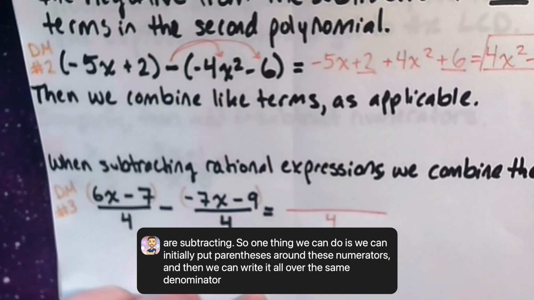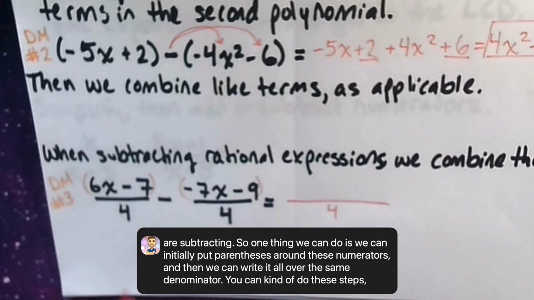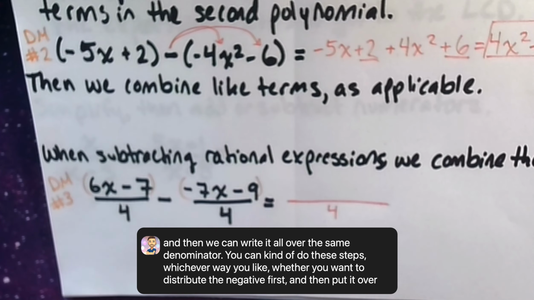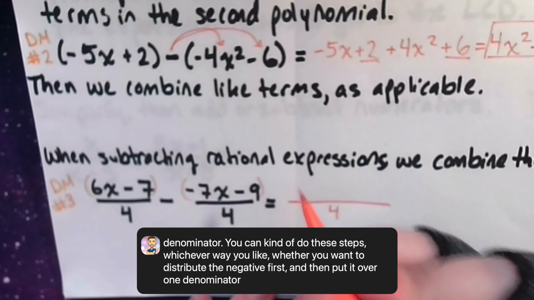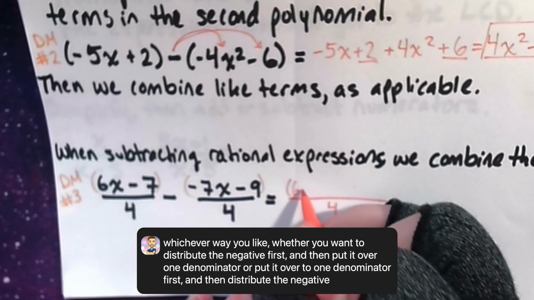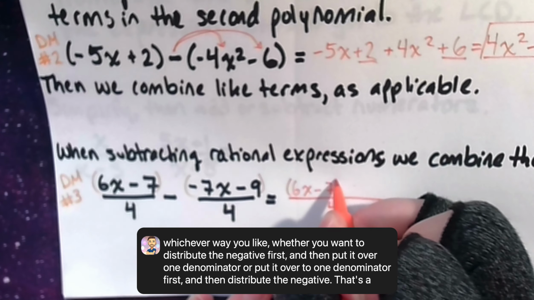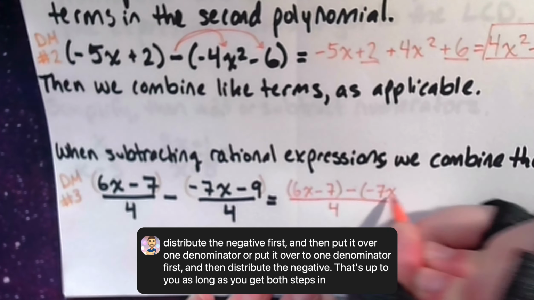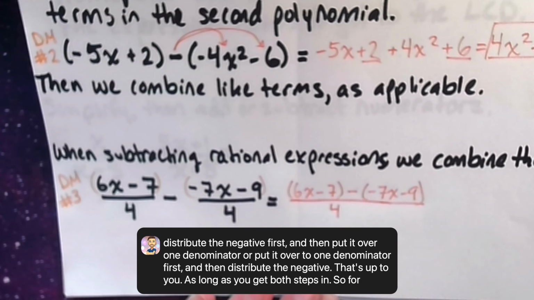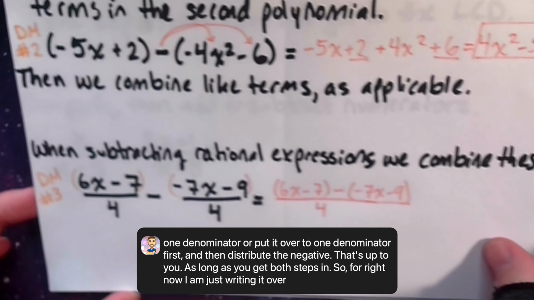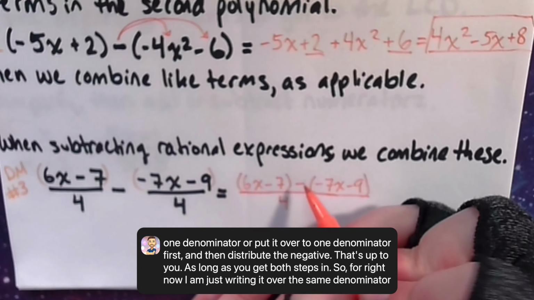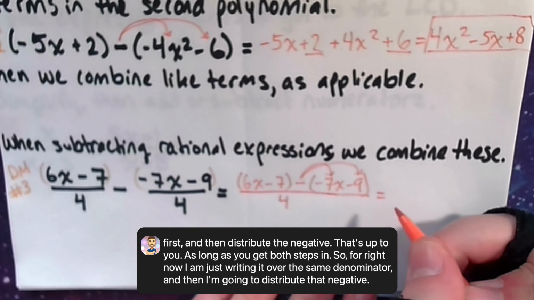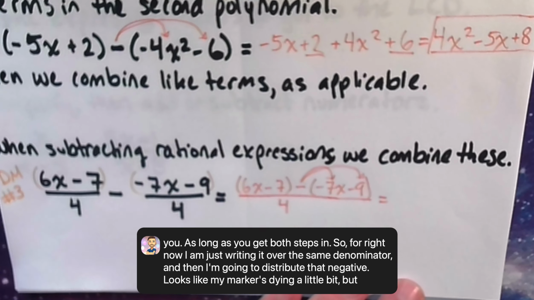You can kind of do these steps whichever way you like, whether you want to distribute the negative first and then put it over one denominator, or put it over one denominator first and then distribute the negative. That's up to you, as long as you get both steps in. So for right now, I am just writing it over the same denominator. And then I'm going to distribute that negative. Looks like my marker's dying a little bit, but hopefully this is still readable.